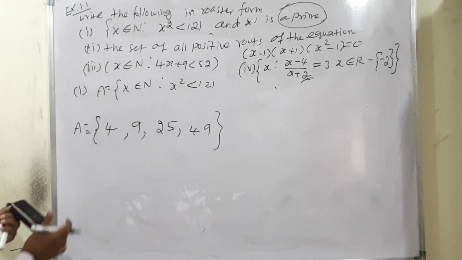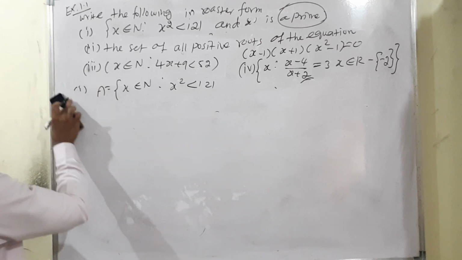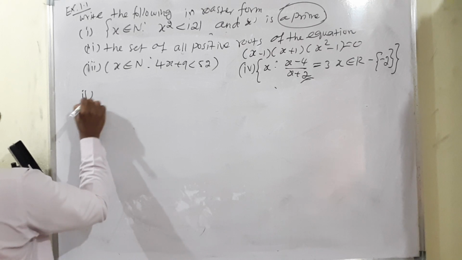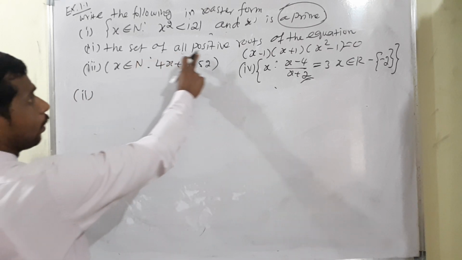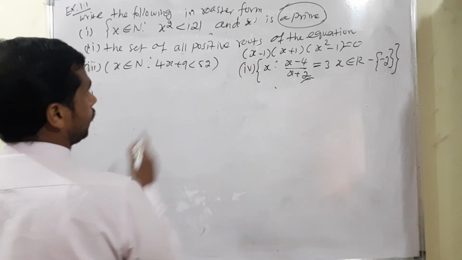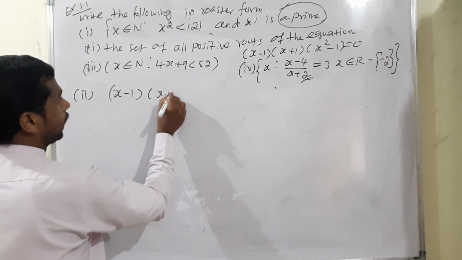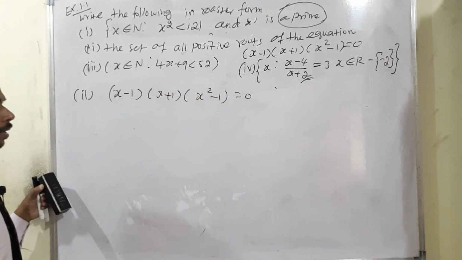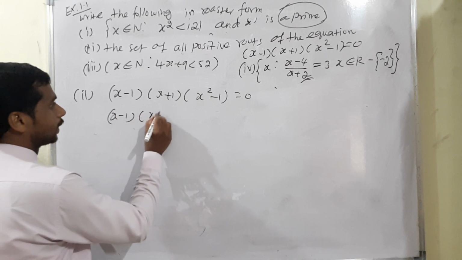I am moving to subdivision two. Okay, so subdivision two. Question: the set of all positive roots given the conditions x minus 1 and x plus 1, and another condition, x squared minus 1 is equal to 0. So already we know the first two terms are x minus 1 and x plus 1.